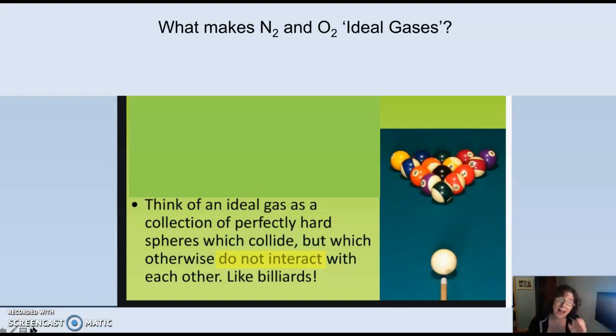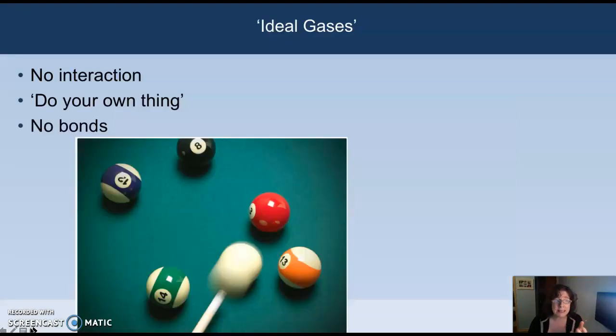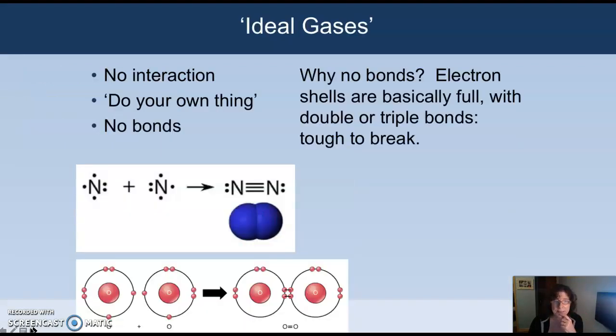That is like an ideal gas like nitrogen and oxygen in our atmosphere, specifically like N2, nitrogen, and O2, which is oxygen in our atmosphere. They don't bond with other molecules easily. They do their own thing. They're not known for their interactions. Now you might say, why is that? It's because of the bonding structure between nitrogen and between oxygen.